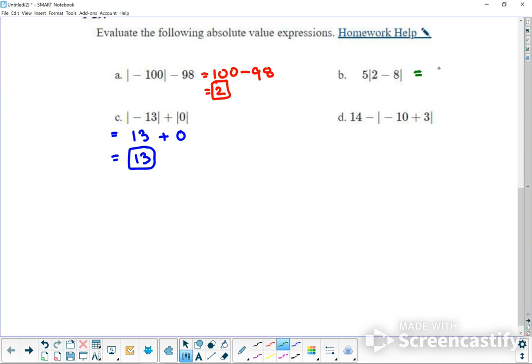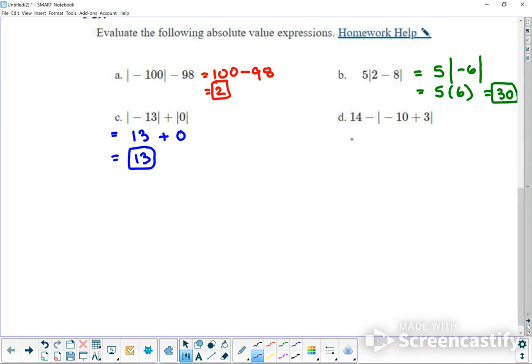Two minus 8 gives you negative 6, and the absolute value of negative 6 is 6. Then 5 times 6 is 30.